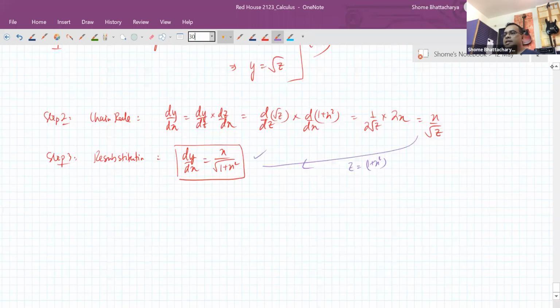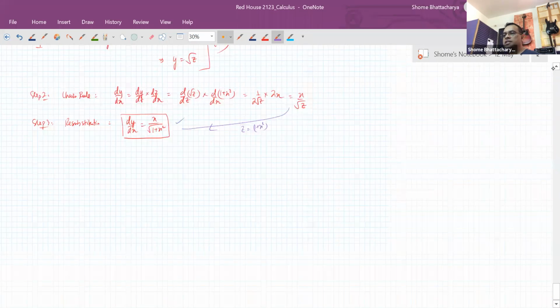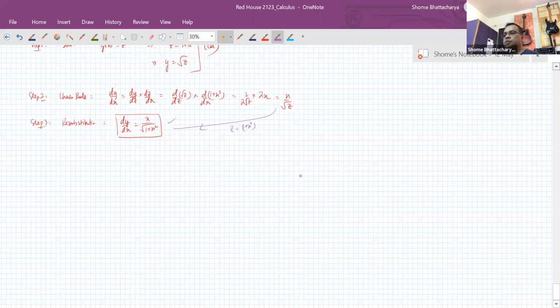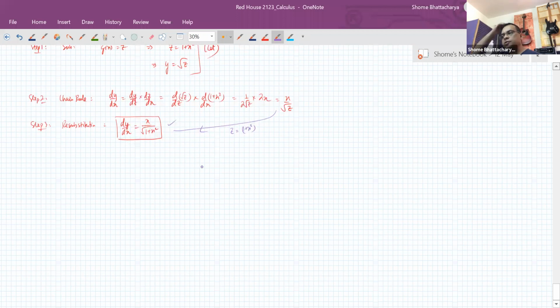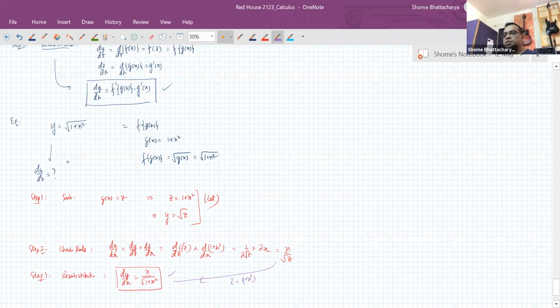Okay, but at least in the beginning, for working out the exercise in your module and all that, I would suggest that, plus I'll be giving you a worksheet also today. I would suggest that you clearly write out the 3 steps so that you don't make any mistake.